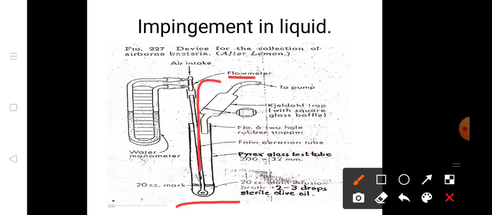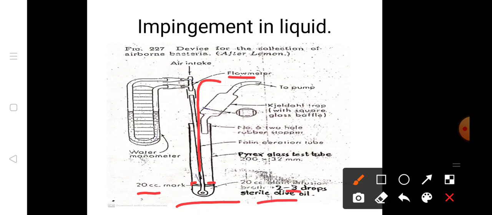Now at the end of the fouling aeration bulb, there is 20 ml of broth in this tube, and 2 to 3 drops of sterile olive oil. The function of this olive oil is to prevent foaming, and up to the 20 ml mark the tube is filled with the broth.